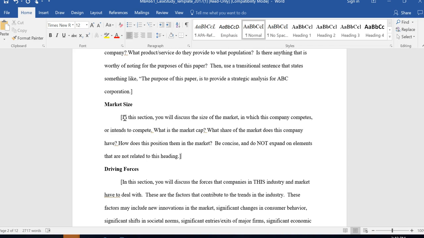Then we're going to say, what share of this market does my company have? Express what share of the market. Do they have half of the market? Do they have 10% of the market? And finally, what does that really mean for them? Are they number 1, 2? What place do they actually have in that market?